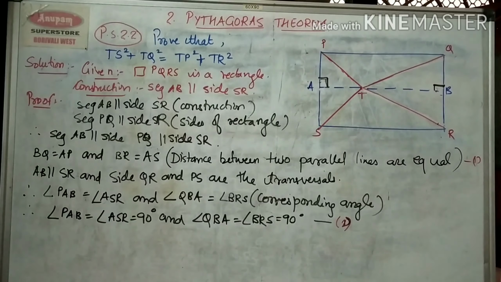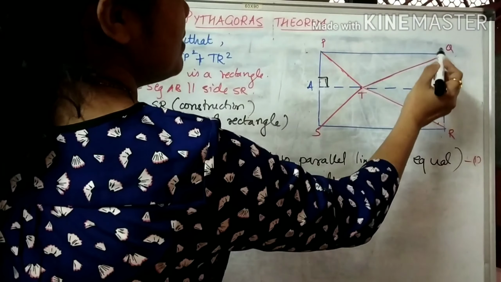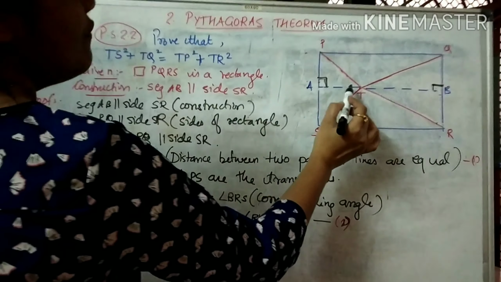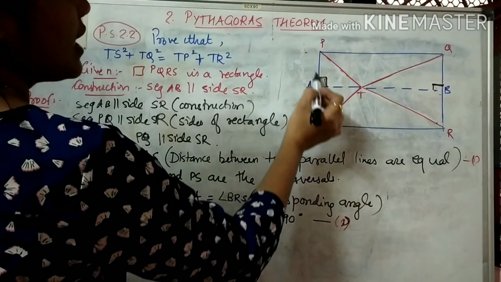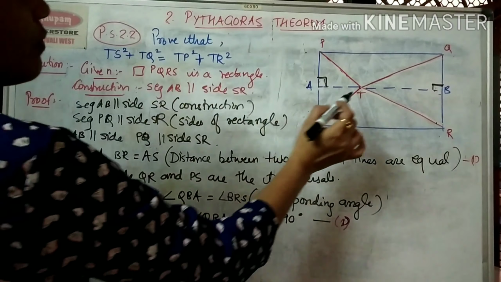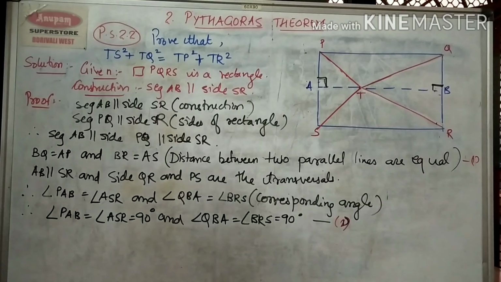Okay. Now let us proceed further. Now we will say in triangle TBQ, we'll find out what is TQ square. We are going to take one by one all these right triangles now. We will take triangle TBQ, from where we'll get TQ square. We'll take triangle TAS, from where we'll get TS square. We'll take this triangle and we'll get TP square, and we'll take this triangle and we'll get TR square. So let us do that one by one.